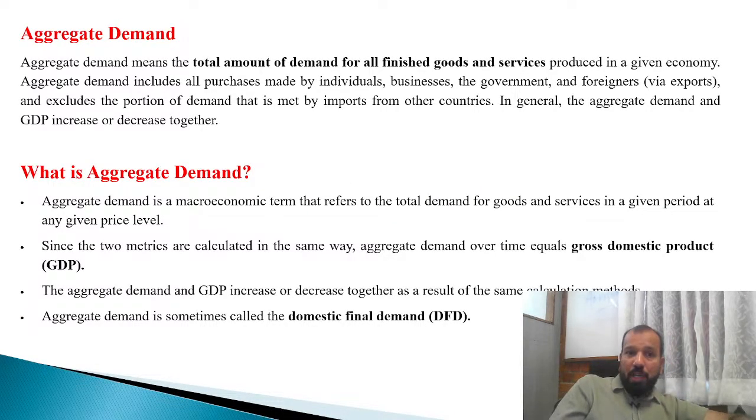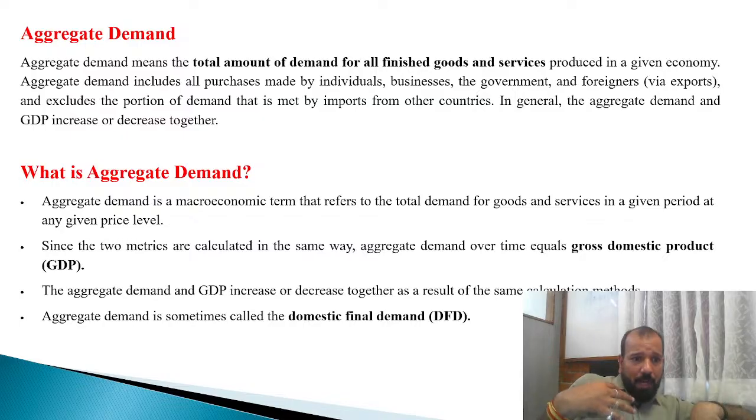Aggregate demand means the total amount of demand for all finished goods or services produced in a given economy. It includes all the purchases made by individuals, businesses, government, and foreigners, and excludes the portion of demand that is met by importers from other countries. In general, aggregate demand and GDP increase or decrease together. If aggregate demand decreases, automatically GDP will decrease. A decrease in aggregate demand means there will be a symbol of recession, a symbol of slowdown.